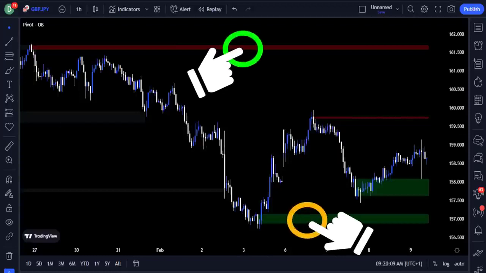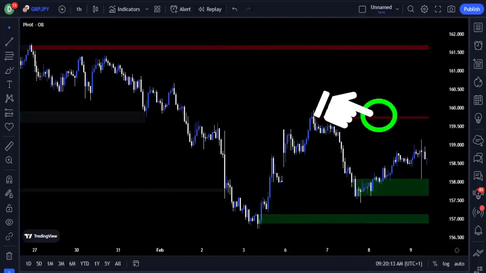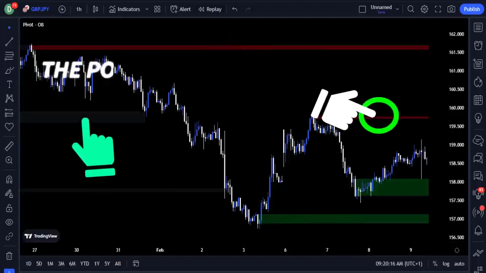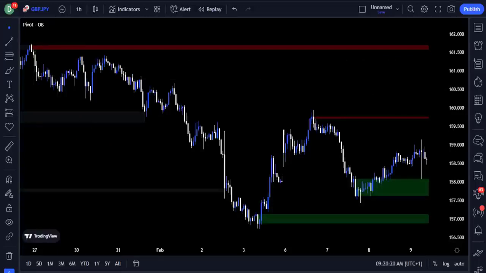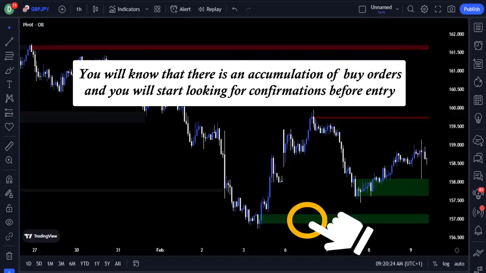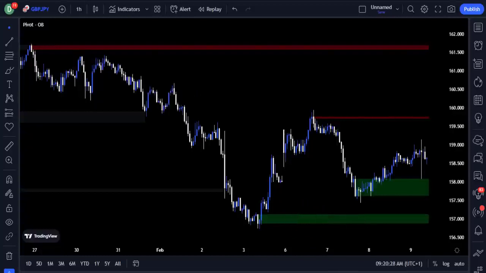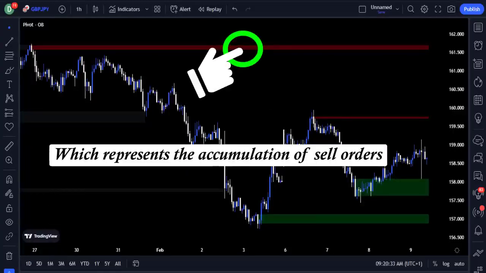So these red and green blocks that you see here are the bearish and the bullish order blocks accordingly. But these tiny and faded white blocks are point of interest levels, the POIs. Although this indicator fails to write out the names of each block. So when you see this green block, you will know that there is an accumulation of buy orders, and you will start looking for confirmations before entry. The opposite happens when you get a red order block like this, which represents the accumulation of sell orders.